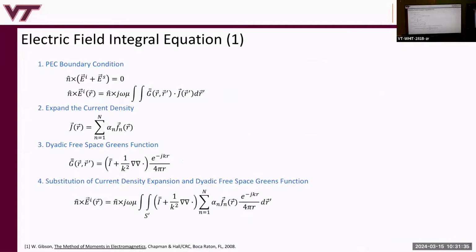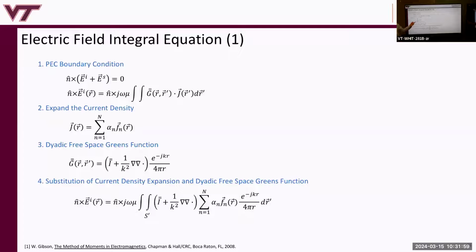So the integral equation starts with the tangential electric field going to 0, the PEC boundary condition, and we have the tangential components of the incident field equal to negative the tangential components of the scattered field. The scattered field is expressed as a spatial convolution of the Green's function and the induced surface current density. In this expression, the only unknown is the current density under the integral, which makes this an integral equation.